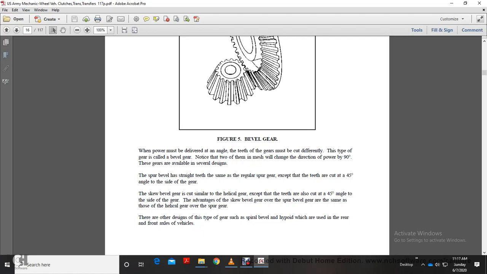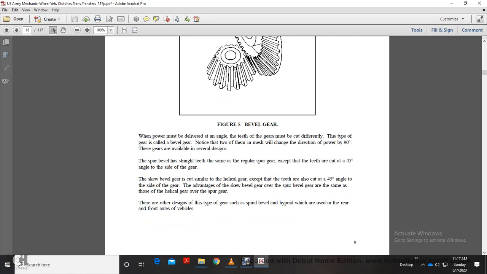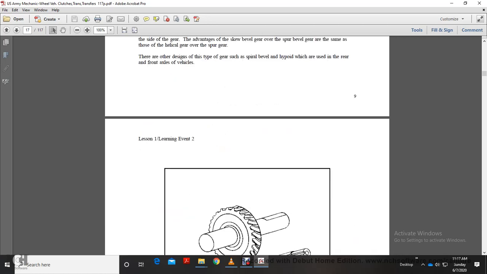Your spur bevel has straight teeth, the same as the regular spur gear, except the teeth are cut at a 45-degree angle with the side of the gear. The spiral bevel gear is cut similar to the helical gear, except the teeth are cut at a 45-degree angle to the side of the gear. The advantage of the spiral bevel gear over the spur bevel gear is the same as that of helical gears over spur gears. The other advantage is the design of this type of gear, the spiral bevel and hypoid, which are used in the rear and front axle wheels.